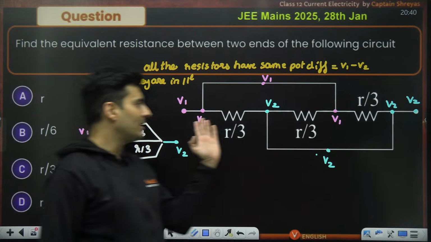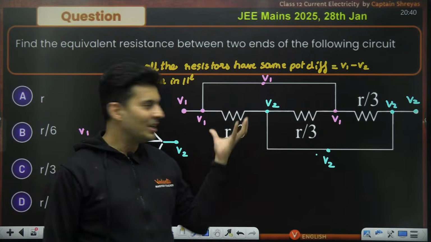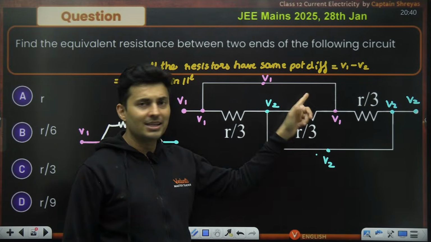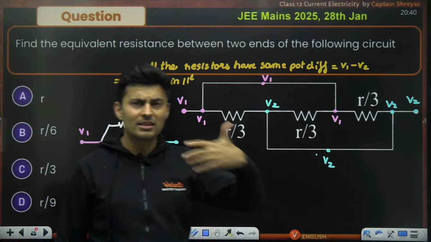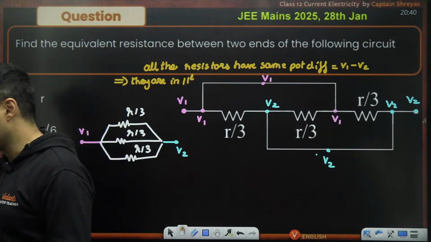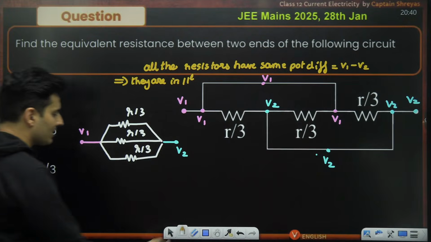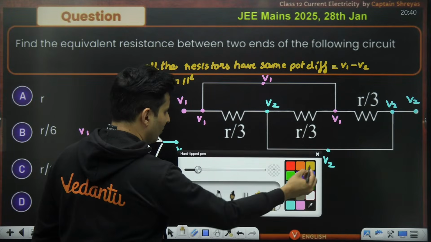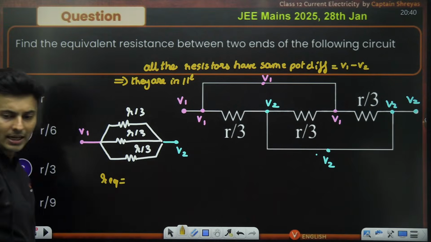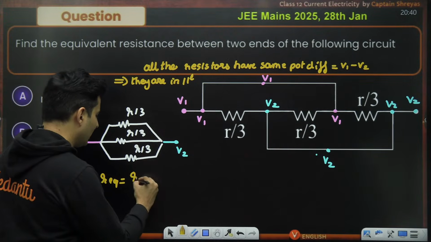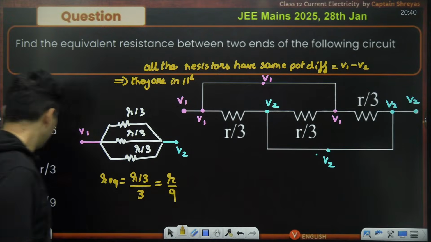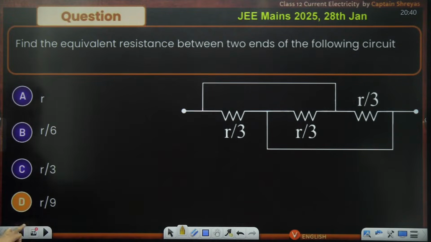A lot of people have said they are in series because they are one after the other, but no, they are not exactly, because there is some branching happening over here. The moment a branch happens, things change. There should be no branching if they were in series. So now it becomes obvious, since they are all in parallel, what will be the equivalent? So R equivalent will be, you take any one of the resistors, which is R by 3, divided by the number of resistors. So it will be R by 9, which is option D, of course.